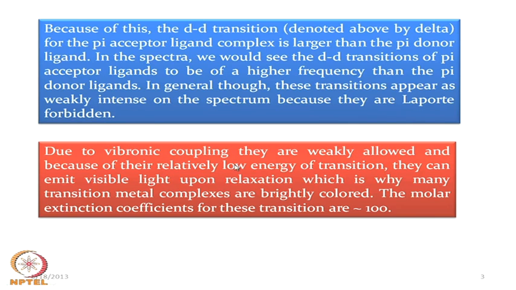So, due to this vibronic coupling, we have a little bit of relaxation of these rules, and the transitions are therefore weakly allowed. The corresponding energy for the transition is low, and they can only emit visible light upon relaxation, which is why many transition metal complexes are brightly colored, because we see this in the visible range. But the molar extinction coefficient for these transitions is very small, around 100. That means epsilon max is only in the order of 100, because the corresponding absorption values on the y axis of the electronic spectrum are low.